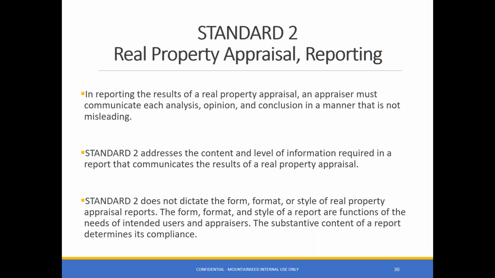It doesn't dictate form, format, or style of the report, right? There's 1004s, there's 1073s, there's narratives, there's this, there's that. There's two types of report formats, but that's it. The form, format, and style of report are functions of the needs of the users and the appraisers, and the content of the report determines its compliance. What form number it's on or how it was done doesn't really matter. It's compliance with USPAP. It's really what the content is. And basically, what Standard 2 says is you have to give the client or the reader, the intended user, enough information in your report and detailed analysis to show them that you followed Standard 1, right? The development made sense and was credible.